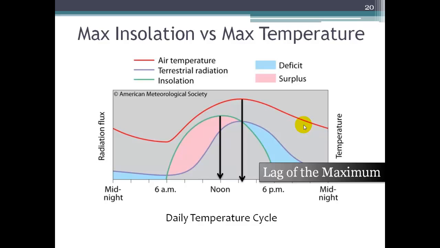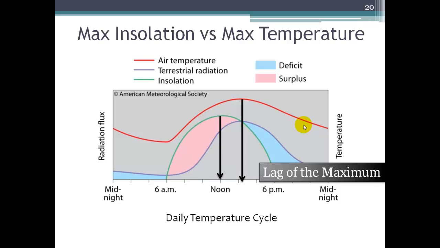This is called the lag of the maximum, and it has to do with the fact that it takes a while for the Earth to heat up once it's received maximum insolation from the sun. The sun has to heat up the Earth's surface, and then the Earth's surface has to distribute that heat to the atmosphere, and that takes a while. And so this lag of the maximum describes that lag between maximum insolation and maximum temperature.